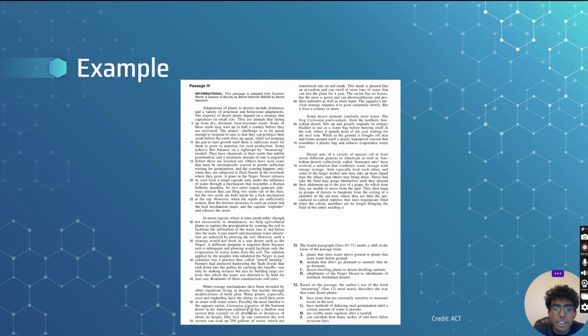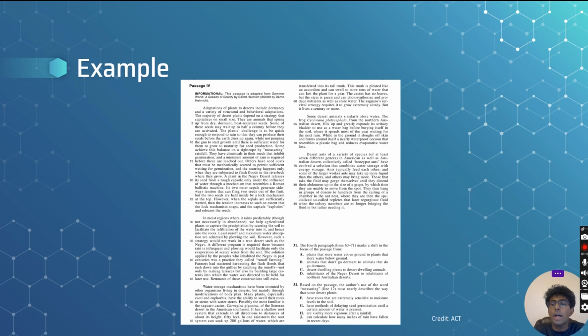And then we have water storage mechanisms we're talking about here for other organisms in the desert. So we were talking about plants up here. Now we're getting into other organisms like the cactus, saguaro, desert animals store water as well, and then desert ants. So again, there's a lot of supporting details here, and you shouldn't completely skip those entirely because the ACT can ask you questions on those details.